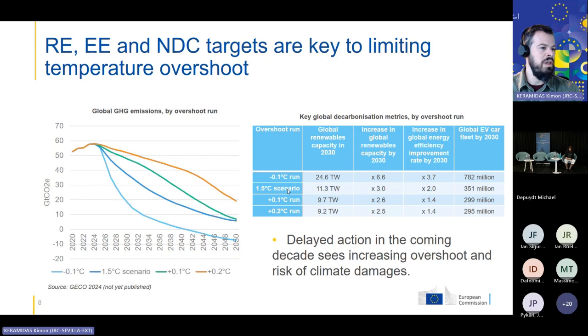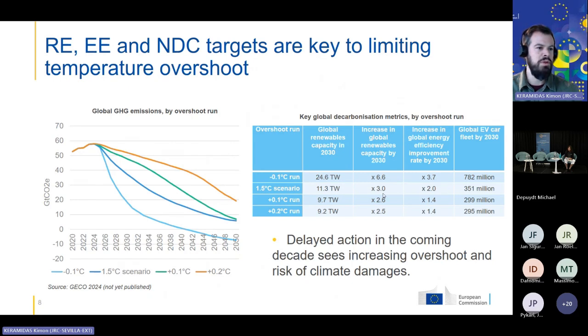If we allow the world to increase the overshoot, but with considerable climate damages and human suffering, we can have these targets decreased to a multiplication by 2.6, or a multiplication by 1.4. But conversely, if we want to limit the overshoot by 0.1 degree, the effort is much, much higher. We need a multiplication by 6.6 for renewables and a multiplication by 3.7 of efficiency.